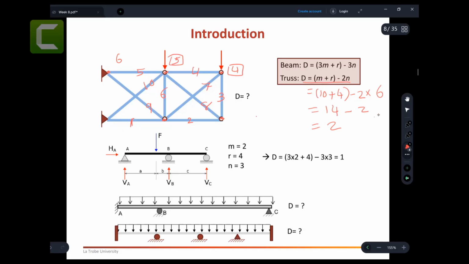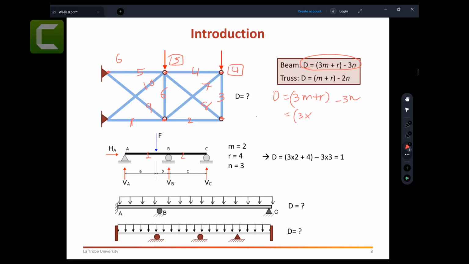Now let's take an example for a beam, and someone asks you to find the degree of indeterminacy for this beam. For this beam, we're going to use this equation: D equal to 3m plus R minus 3n. What would be the m? It is 1 and 2. Someone might ask, how come there are two members? Because there is only one beam.